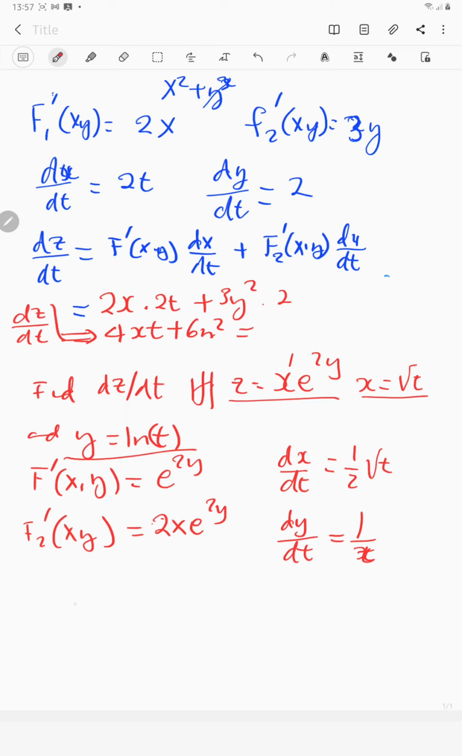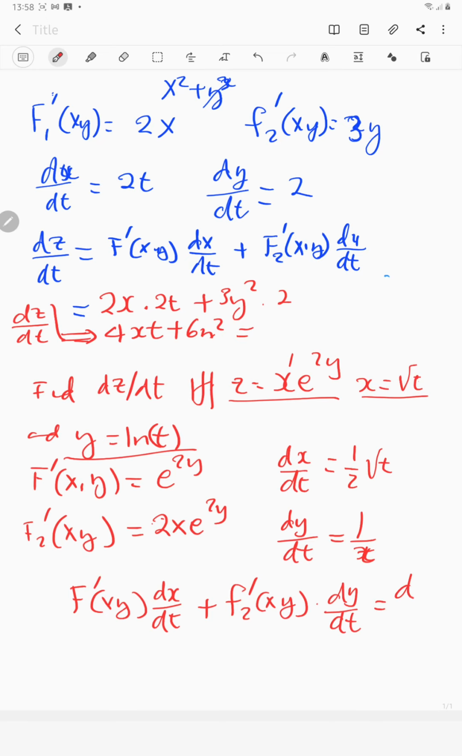Thereafter, you can rewrite them in the formula F1'(x, y) dx/dt plus F2'(x, y) multiplied by dy/dt. You just take these values and realign them in this particular equation. This is how we can take these statements and put them in that particular order.